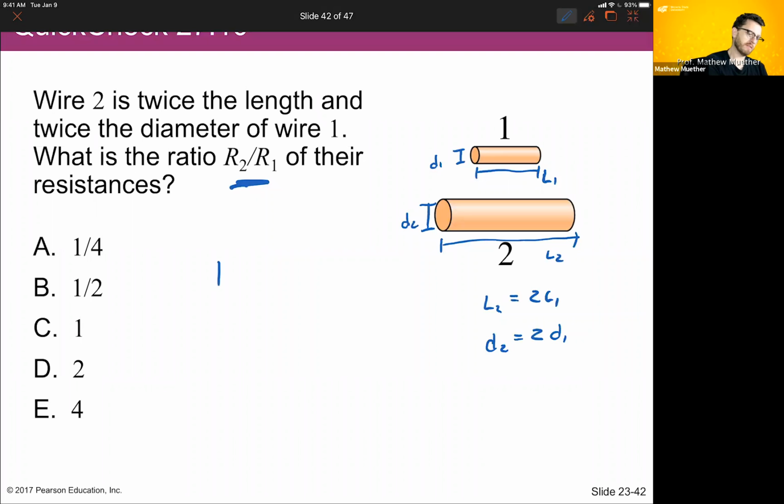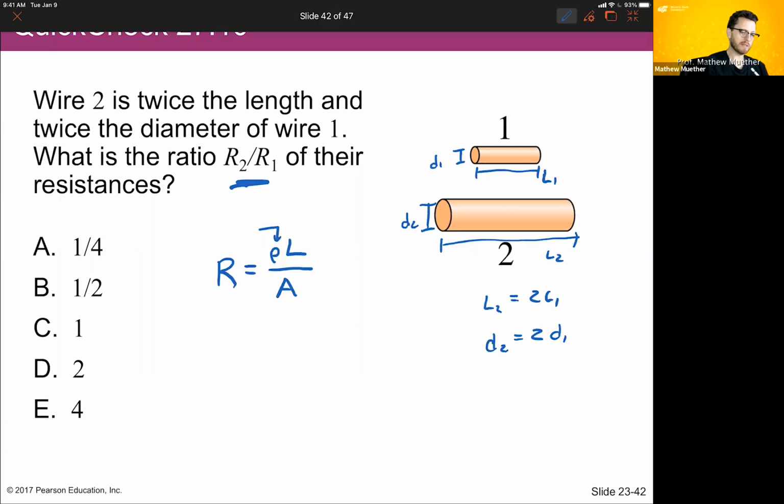Remember our definition of resistance. What is it? It's the resistivity times the length divided by the area. Okay. Let's go ahead and end the poll.